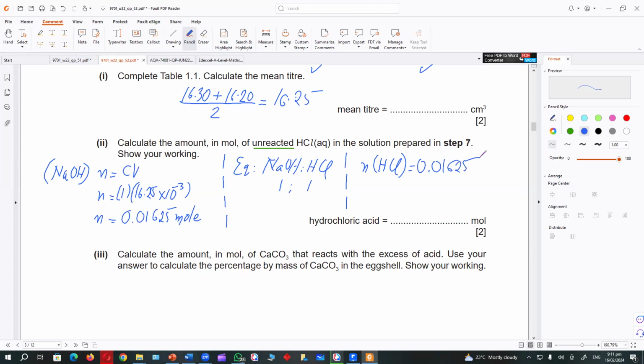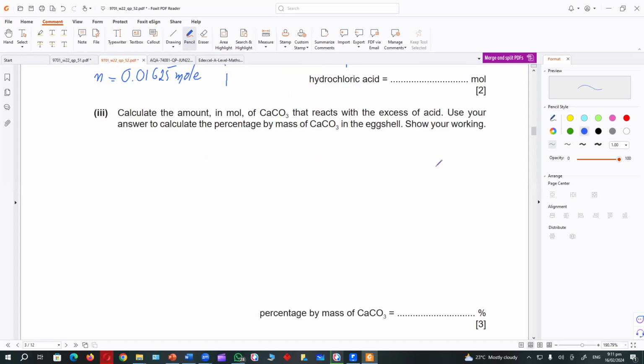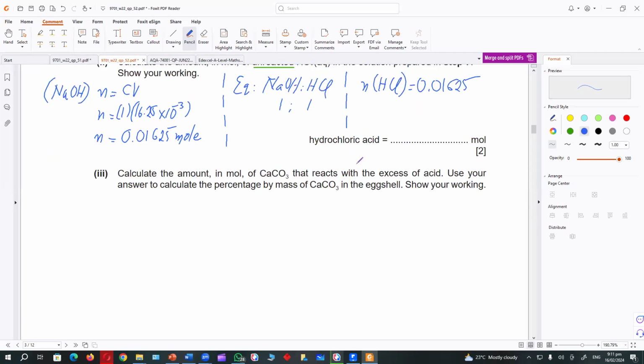Okay. So this is then the same number of moles coming for HCl. Then calculate the amount in mole of calcium carbonate that reacts with the excess of acid. So part number 3, should we find the molar mass of CaCO3 first? Yes.